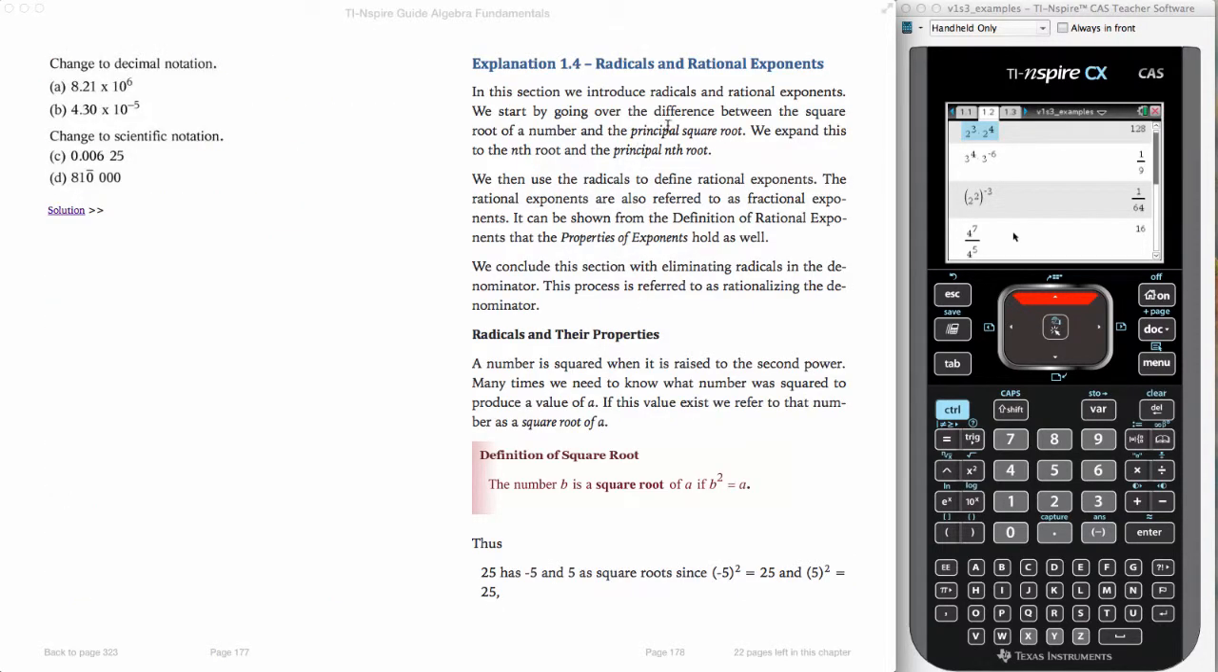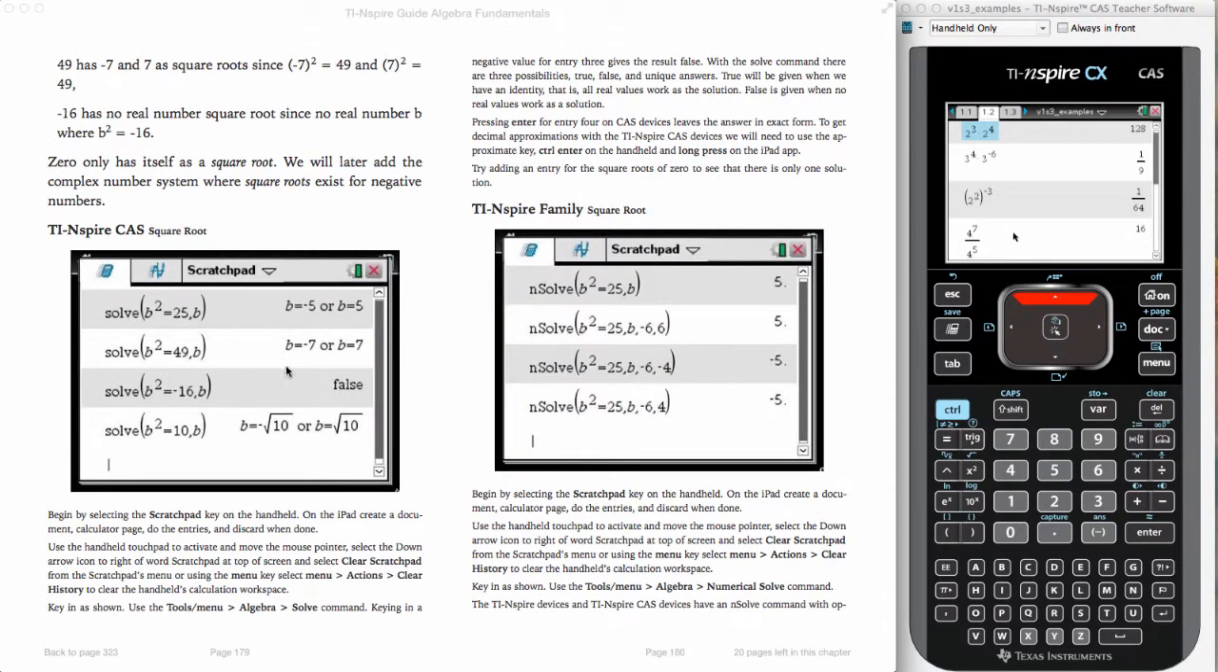The next chapter is on radicals and rational exponents. Here we learn how to use the solve command. The numeric one only has the nSolve command. Again, this is far superior to the nSolve command.